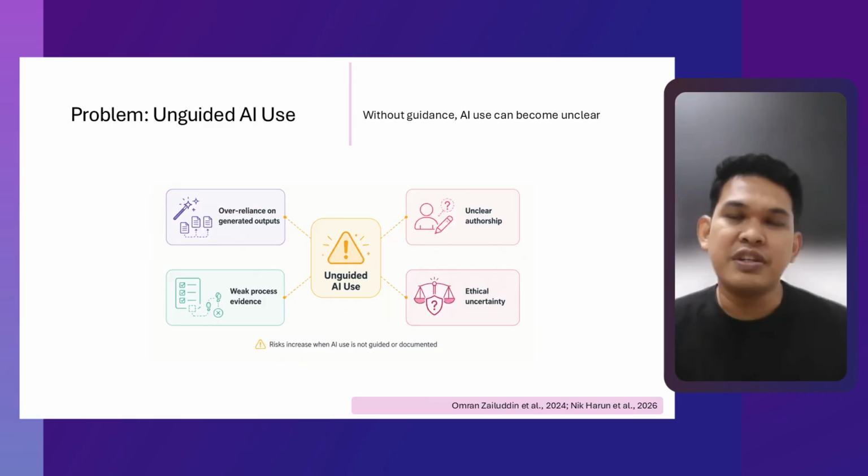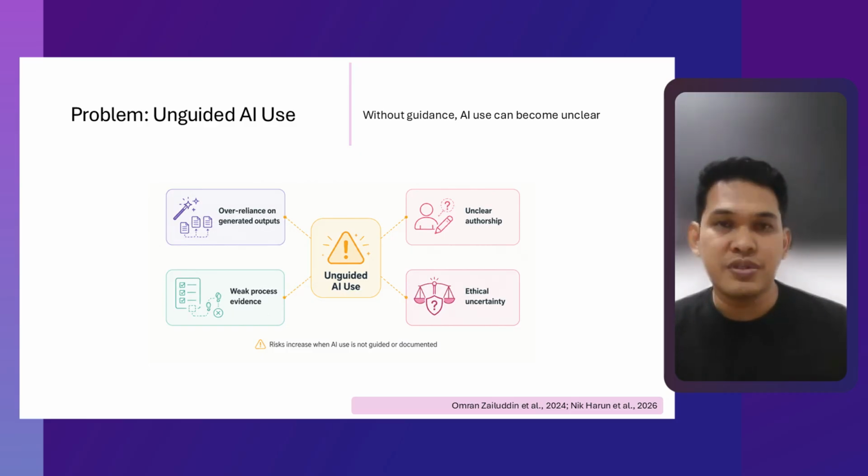When AI tools are introduced without clear guidance, students may become overly dependent on generated outputs. They may also adopt AI-generated images without enough transformation, or become unsure about authorship, originality, and acceptable use. This creates several problems in design education. First, the student's creative contribution may become unclear. Second, the final output may appear visually polished, but the learning process behind it may be weak. Third, students may not know how to disclose AI use or how to credit sources responsibly.